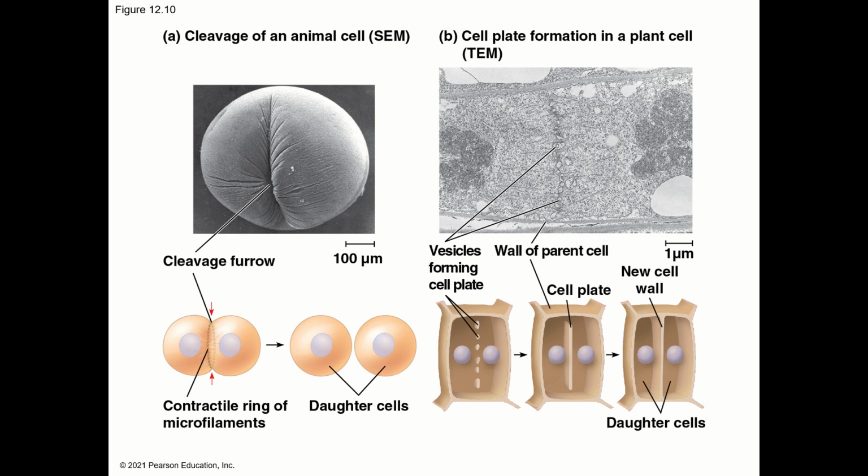Here we see in A, on the left, cleavage of an animal cell, that pinching off of the plasma membrane, a contractile ring of microfilaments pulling along, and then eventually that pinches off and you have two daughter cells. In B, we have a cell plate forming in a plant cell that's about to divide. Vesicles are forming the cell plate, and then there's the wall of the parent cell, which is on the outside. The cell plate is forming, and then once it completely separates those two daughter cells, that is the new cell wall between them.